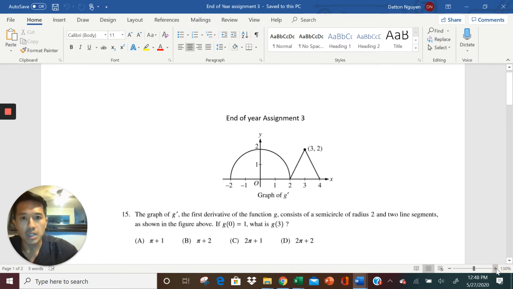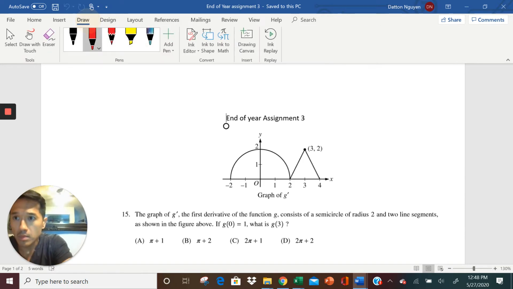So number 15 deals with the fundamental theorem of calculus, based on what I'm trying to get at this point. Okay, they give you a set of conditions: g of 0 equals 1. Then they ask you what is g of 3.